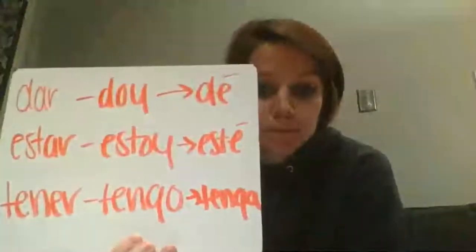And tengo, actually, you can do the normal process, and that's take off the o, add the opposite ending. So tengo in the opposite form is tenga. All right, I'm going to hold on to that for a sec.